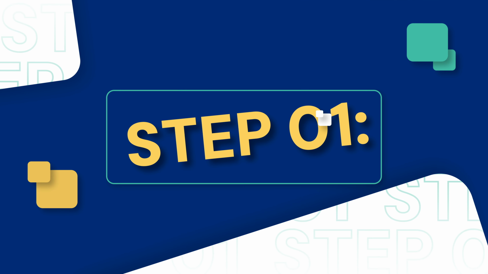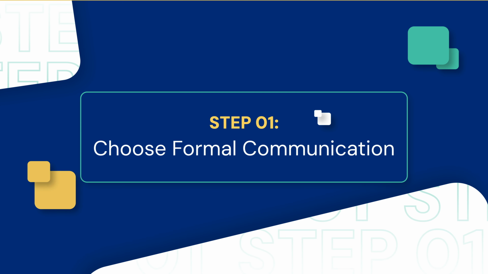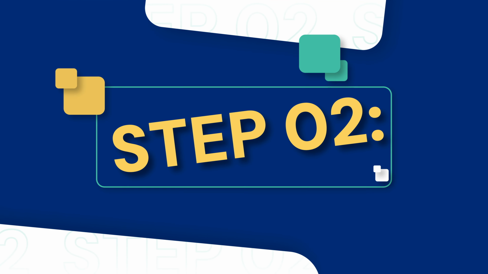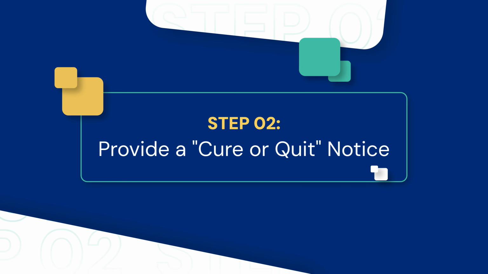Step 1, choose formal communication. While you might be tempted to send a quick text or have an informal chat, always opt for formal written communication. Send an email or a formal letter to ensure there is no room for misinterpretation and to establish a clear paper trail. Step 2, provide a cure or quit notice.